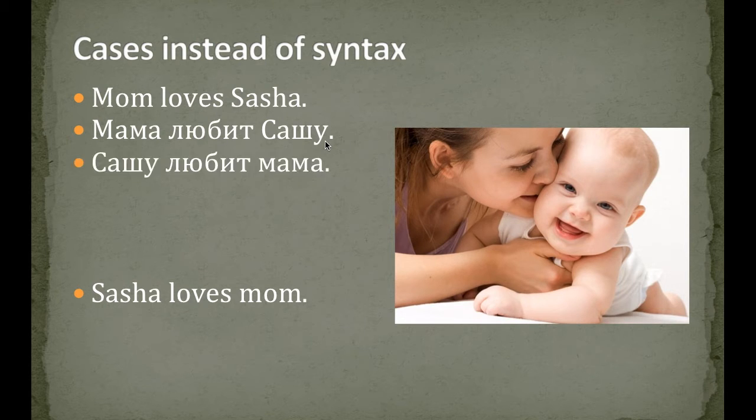Now, get ready to be amazed. This sentence, Sashu любит mama, notice how I changed up the word order, but this means the exact same thing as this English sentence, okay? See, because I maintain the ends of the word. Sashu любит mama. Mama любит Sashu. Okay, and now be officially ready for your head to explode. Sashu mama любит also means mom loves Sasha. All three versions of this mean the same thing.